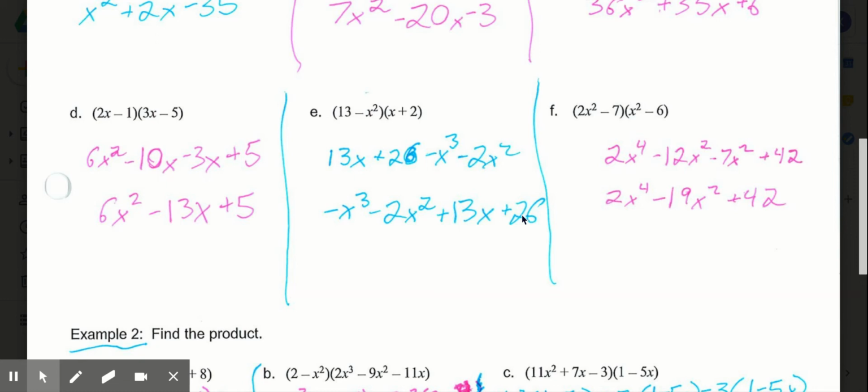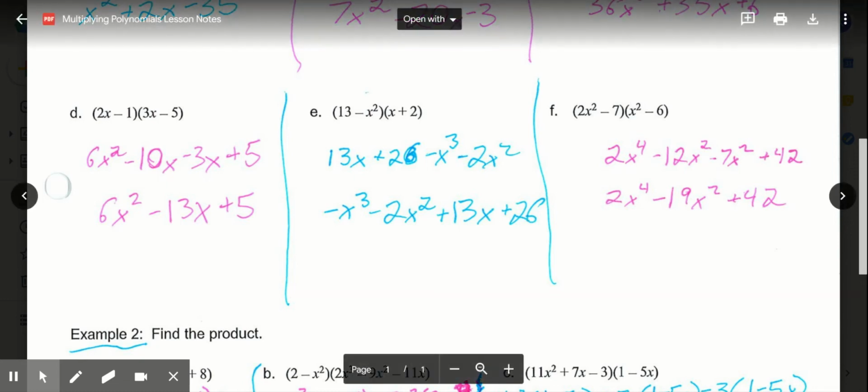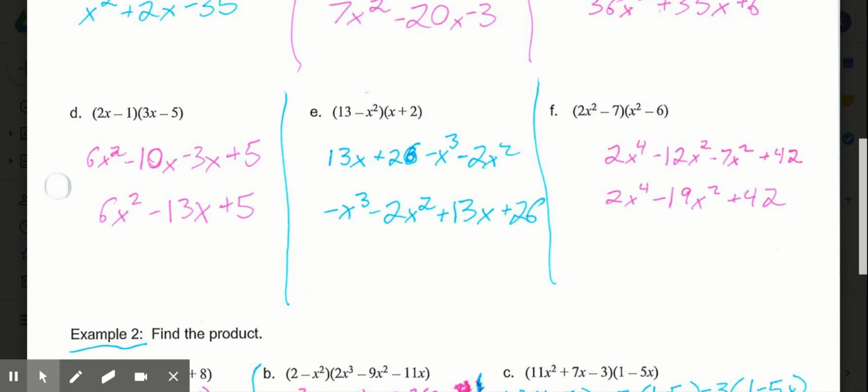Now we have 2 different x squareds in the binomials. We still can FOIL it. So multiply our first terms, giving us 2x to the fourth, 2x squared times x squared. Outer, 2x squared times negative 6 gives us the negative 12x squared.